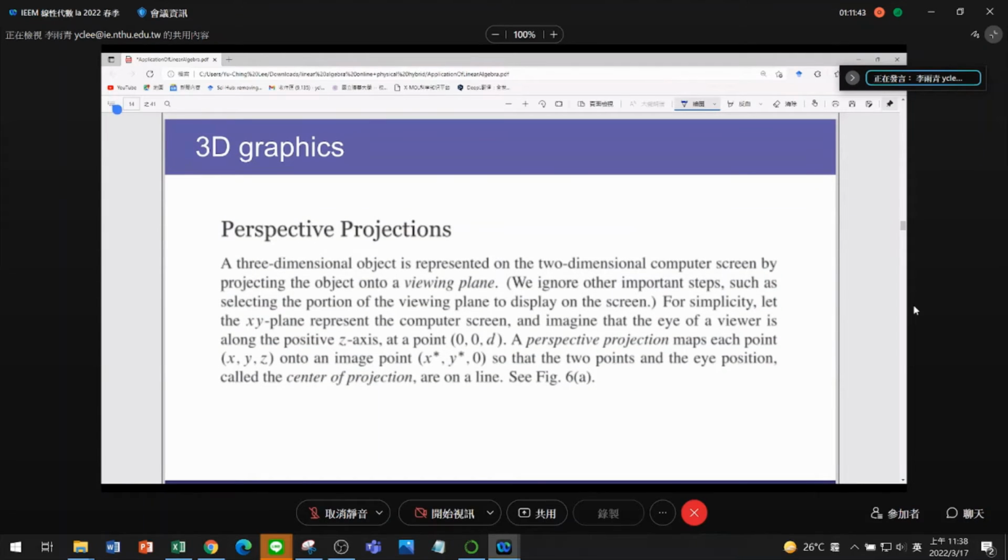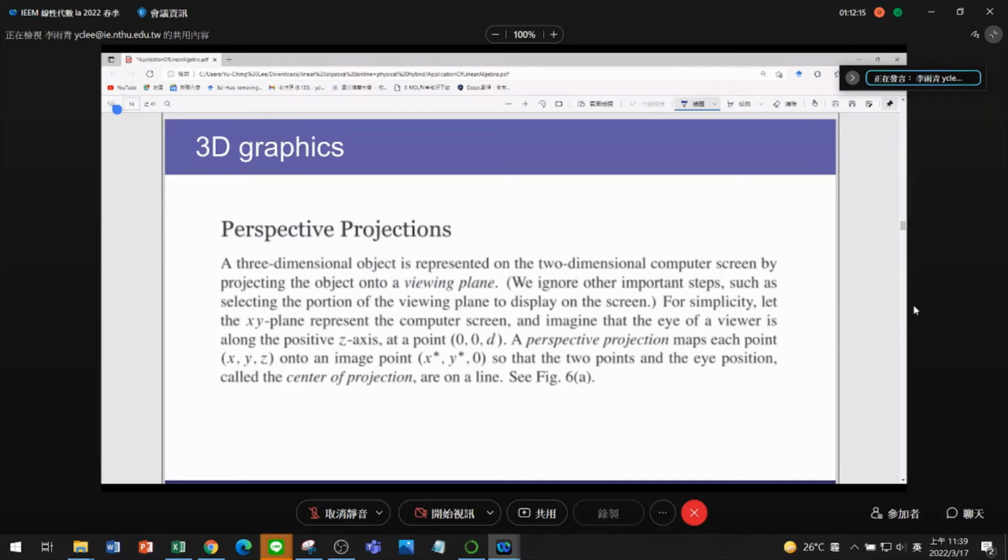And here it says that we can also do the perspective projection. A 3-dimensional object is represented on a 2-dimensional computer screen by projecting the object onto a viewing plane. So we're doing projection. For simplicity, let the XY plane represent the computer screen, and imagine that the eye of a viewer is along the positive z-axis at some point (0, 0, d).